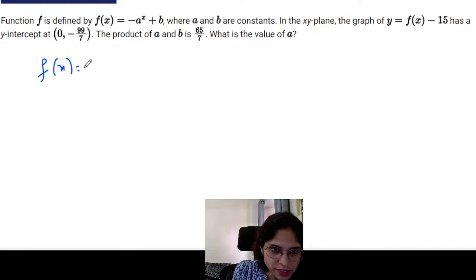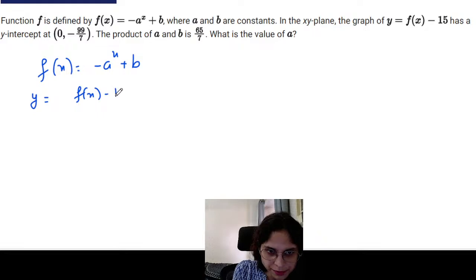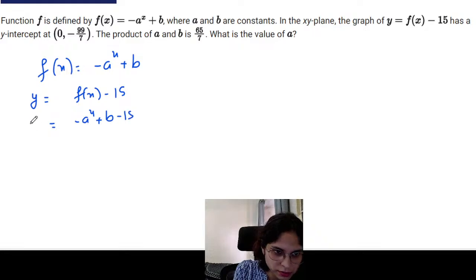So again, f of x is equal to negative a to the power x plus b. y is f of x minus 15. That means negative a to the power x plus b minus 15. And now the y-intercept is (0, negative 99 over 7). So negative 99 over 7 is equal to negative 1 plus b minus 15, because negative a to the power 0 is going to be negative 1.